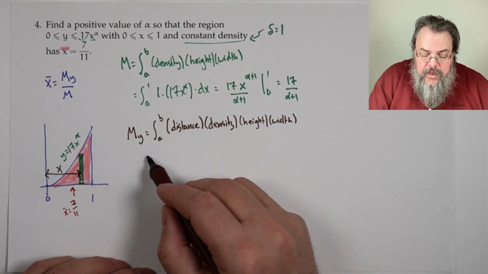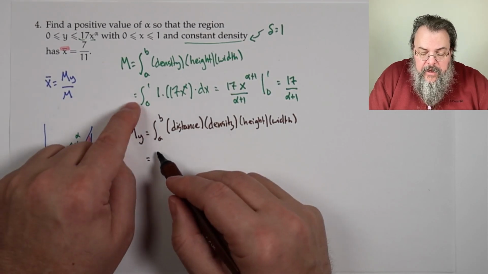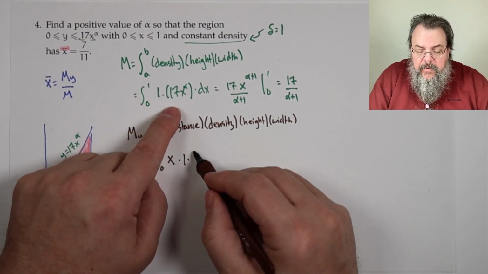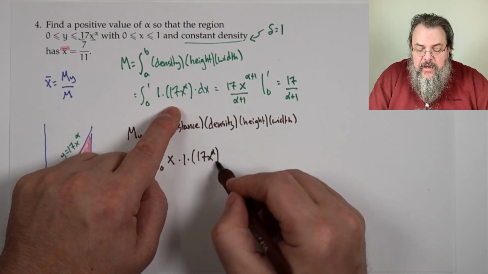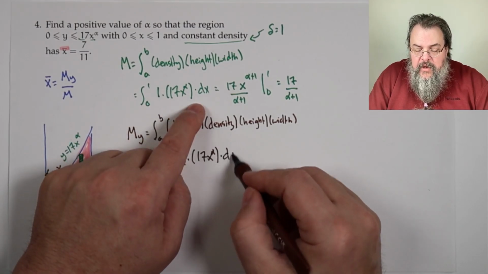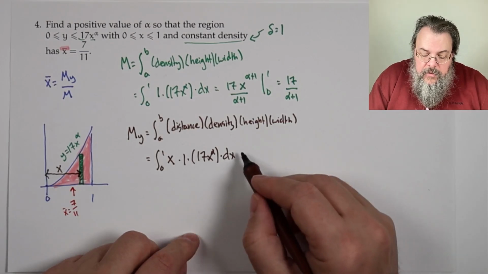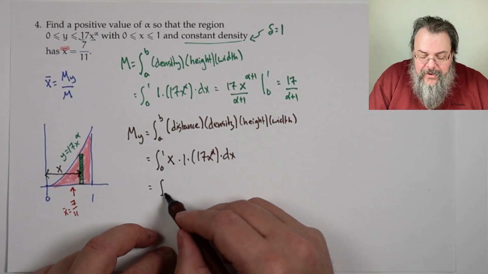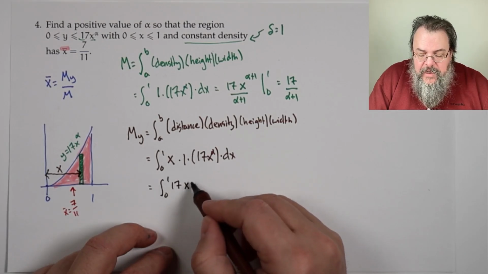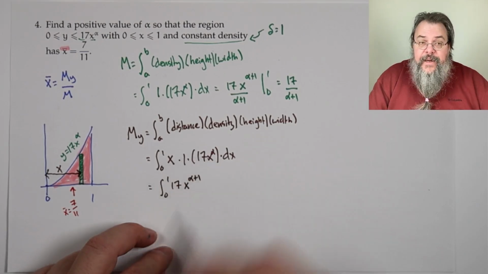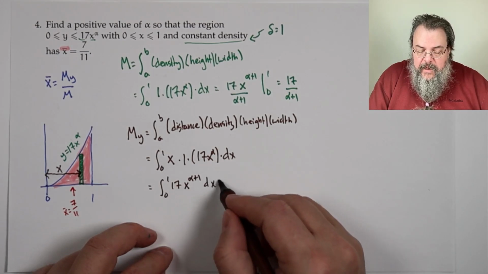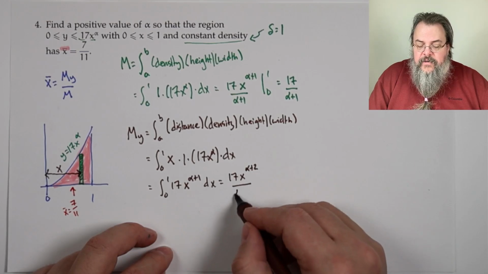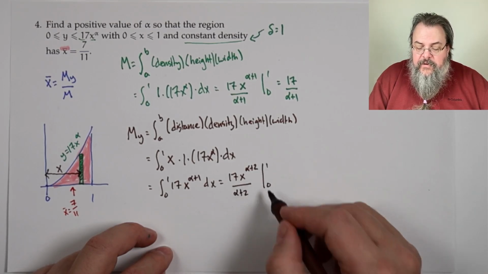So the only thing that changes is we still have the same bounds. We add a distance in terms of x. Density is still the same. Height is still the same. Dx is still the same. And so really, we say, wow, it's almost the same integral. Almost, but not quite. So what happens is it's now 17x to the alpha plus 1. You add those exponents. So when you actually integrate, you get 17x to the alpha plus 2 over alpha plus 2. Evaluate 0 to 1.